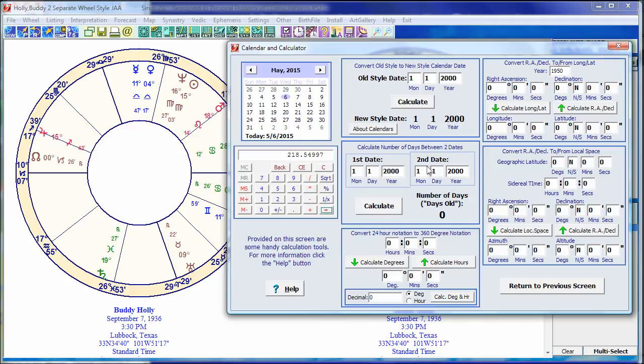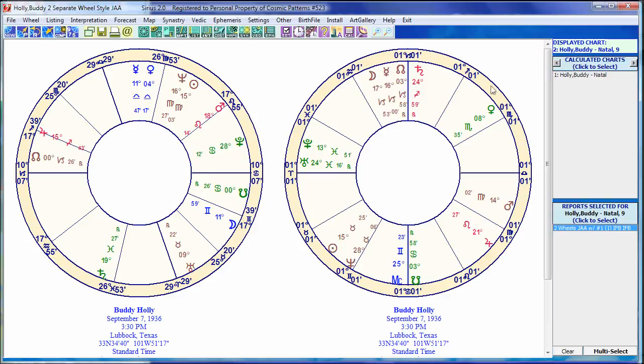Let's subtract 218. We get the decimal. If I multiply that by 60, I'll get the minutes, and it rounds off to 33 minutes. So we're getting 8 Scorpio 33. I'll close this window. And there is Venus at 8 Scorpio 35, not 33. Why is it different by 2 minutes? That's a rounding problem.